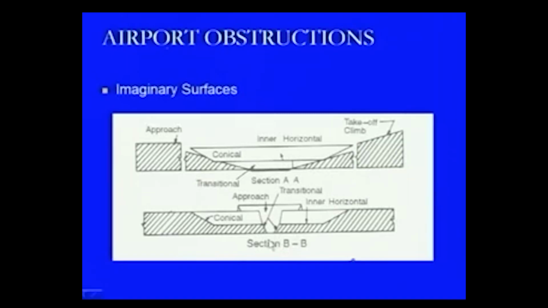This is another section which is cut at 90 degrees to this one, and at the bottom we are looking at the width of the runway strip. Then there is a transition side. This transition side is inclined, and therefore we look at the small transition side. After that transition side, we have the surfaces like the inner horizontal surface, then the conical surface, and then the outer horizontal surface.